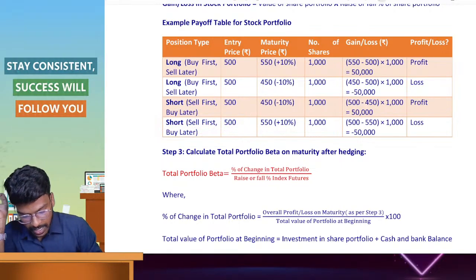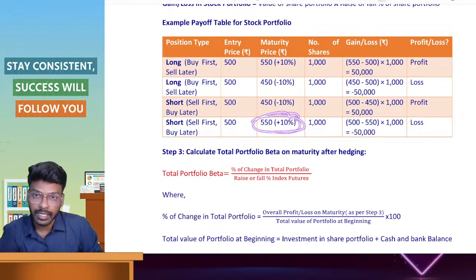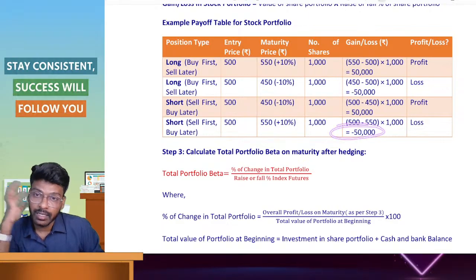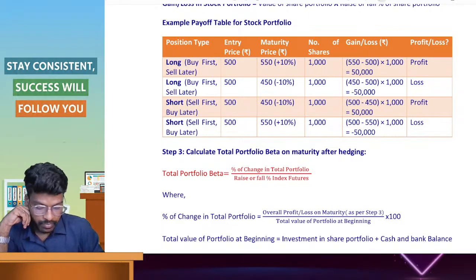500 is my entry price. Price has been increased. That is opposite in the other case. So I will get a loss of 50. Multiplied with 1000, you will get a 50,000 loss.